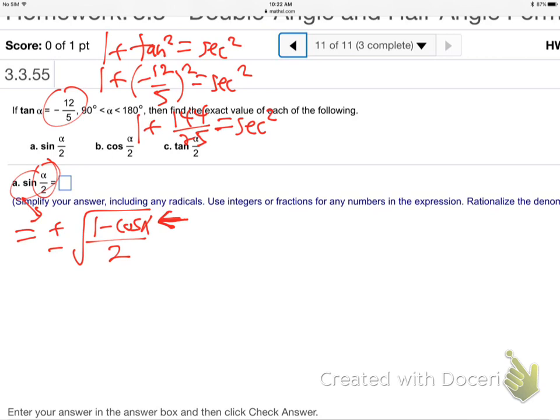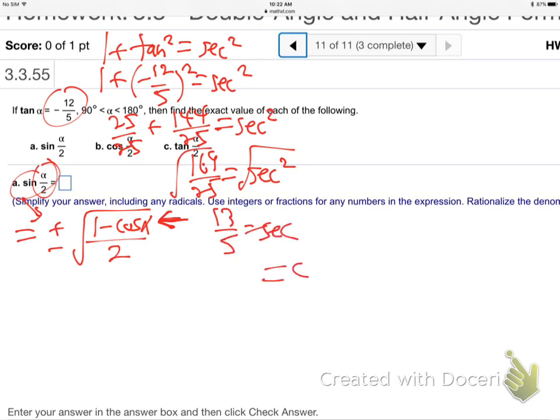What do you do with the 1? What do we always do with the 1? Make it 25 over 25. Add them up. 169 over 25 is secant squared. Root it. That's 13 over 5 is secant. Cosine's upside down, 5/13. Cosine is 5/13. Except I've got to worry about the quadrant.